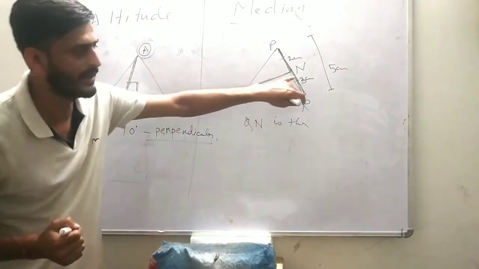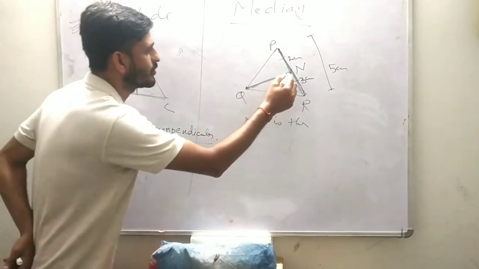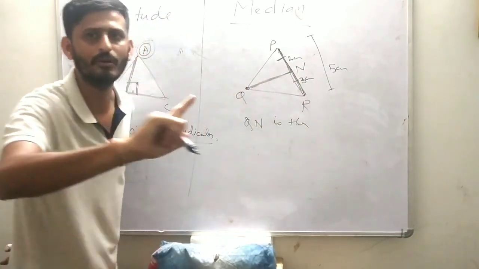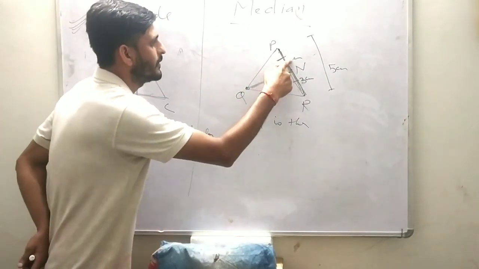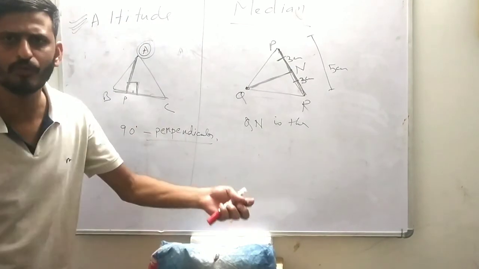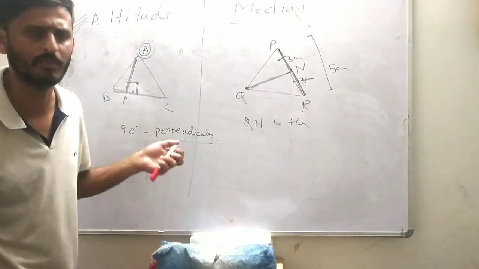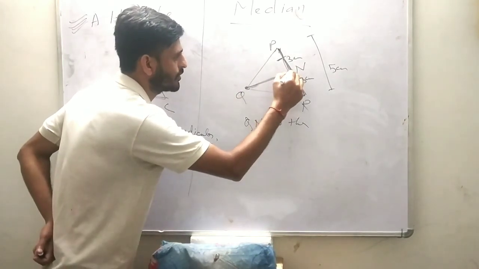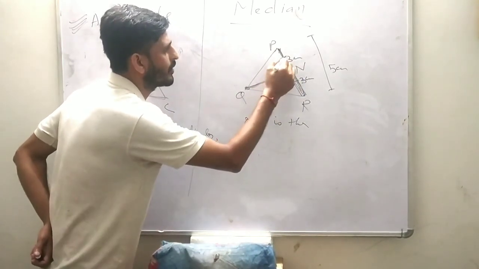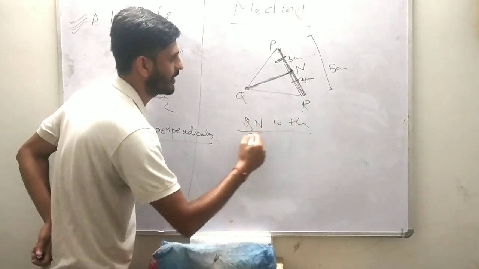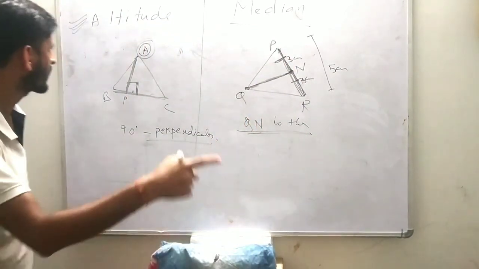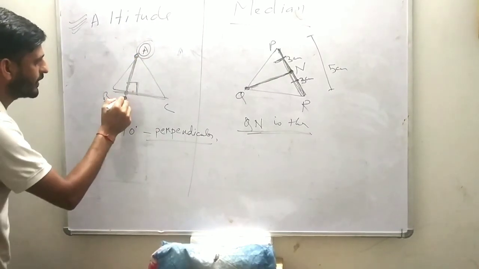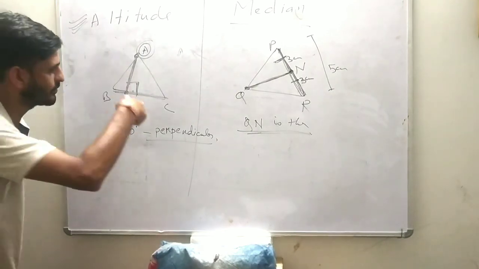Is QN a median? No, because QN is not dividing it into equal parts. It is 2 and 3. QN is not the median. The median must be 3 and 3. It may be 4 and 4, 2.5 and 2.5, 6 and 6, whatever. But if you join a vertex to any point on its opposite side, it should divide the opposite side into two equal parts. Then only it is the median. If you take a vertex and join it to the opposite side at a point, and it makes 90 degrees, then only it is an altitude.